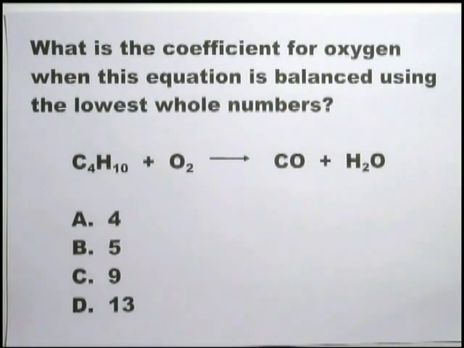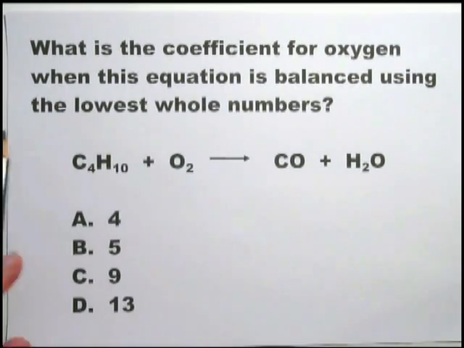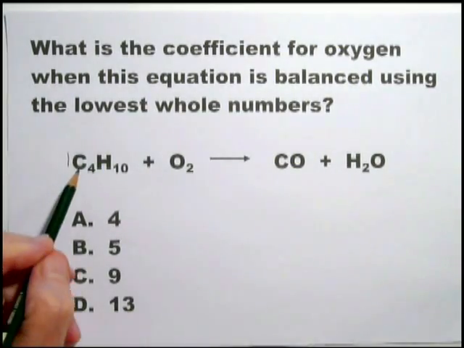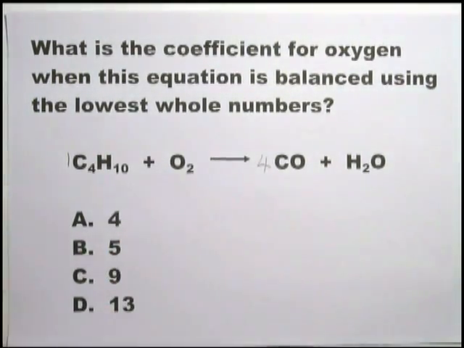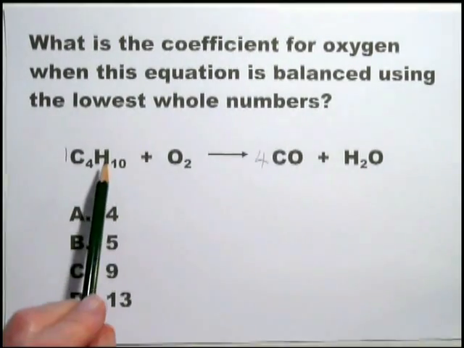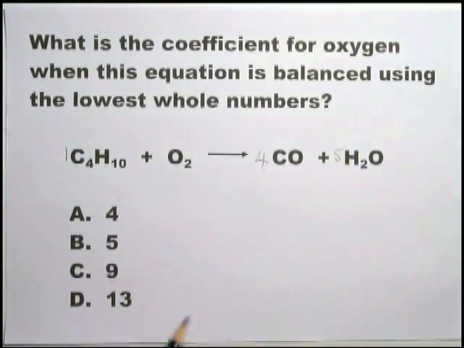The examiners clearly like these kind of questions. Okay, so what is the coefficient for oxygen when this equation is balanced using the lowest whole numbers? Again, we will assume that there's 1 of those, and immediately we see there's 4 of those, therefore there must be 4 there. And there's 10 of those, so there must be 5 over here.